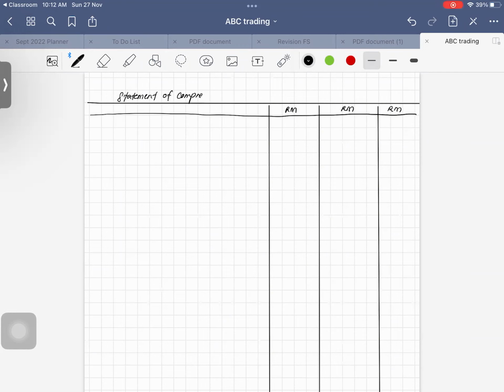Okay. Ada yang tanya statement of comprehensive income ke, statement of profit and loss ke, or income statement, nak letak yang mana? Tengok soalan. Kalau soalan tu suruh you prepare statement of profit and loss, ikut je statement of profit and loss. As long as you know that this statement of profit and loss is actually your SOCI, then okay, mana-mana pun boleh sebenarnya. Kalau I suka dah terbiasa buat statement of comprehensive income.